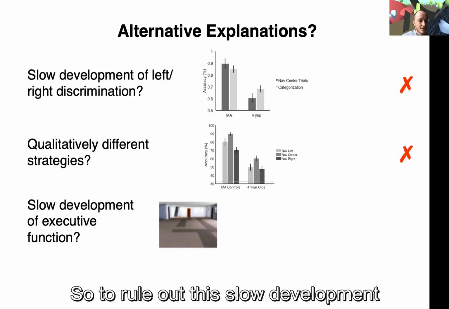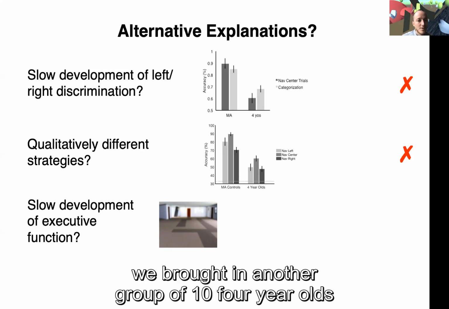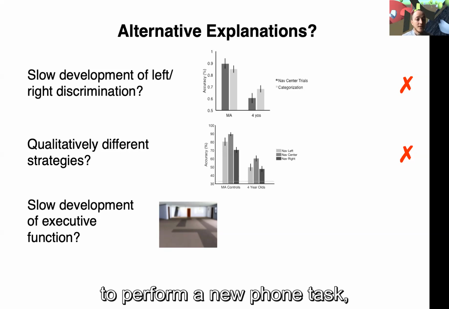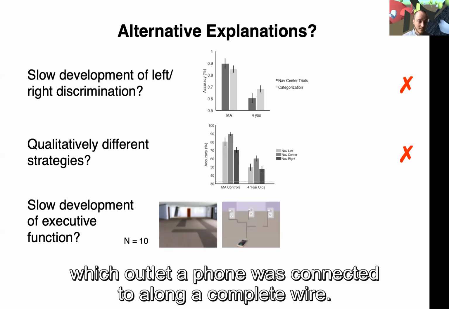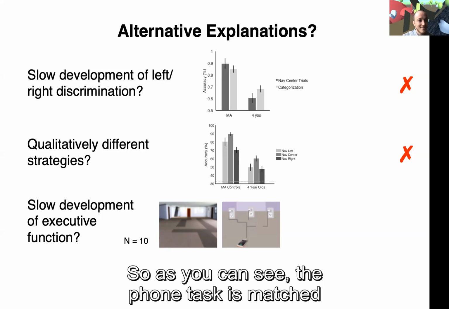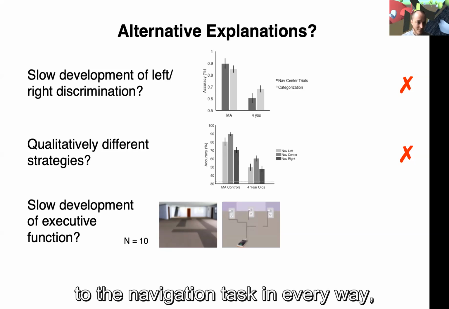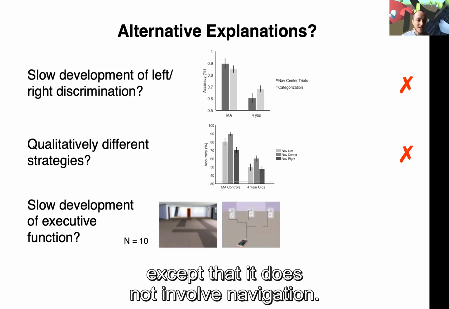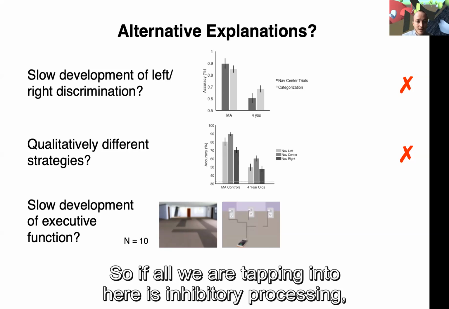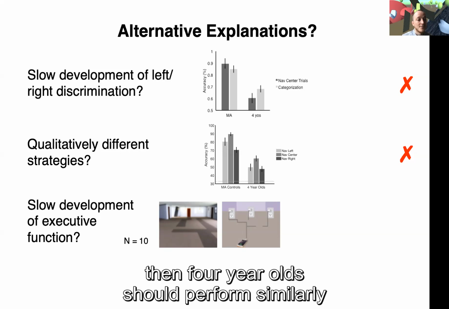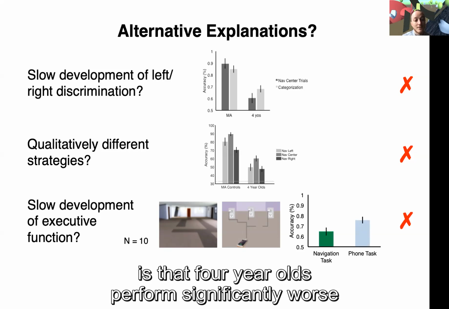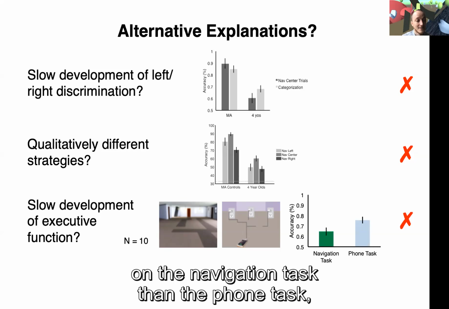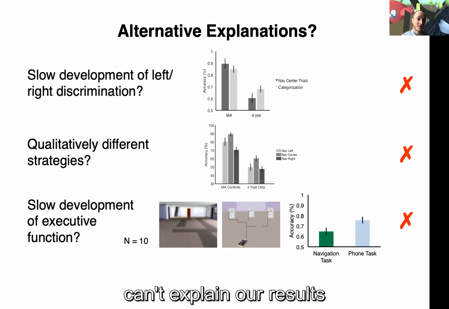So to rule out this slow development of inhibitory processing, we brought in another group of 10 4-year-olds to perform a new phone task, where participants now had to indicate which outlet a phone was connected to along a complete wire. So as you can see, the phone task is matched to the navigation task in every way, except that it does not involve navigation. So if all we are tapping into here is inhibitory processing, then 4-year-olds should perform similarly on these two tasks. But instead what we saw is that 4-year-olds perform significantly worse on the navigation task than the phone task, suggesting that executive function can't explain our results and that this really is slow development of navigation specifically.